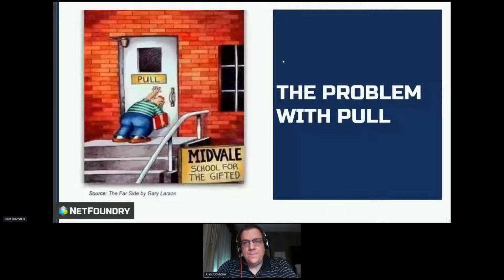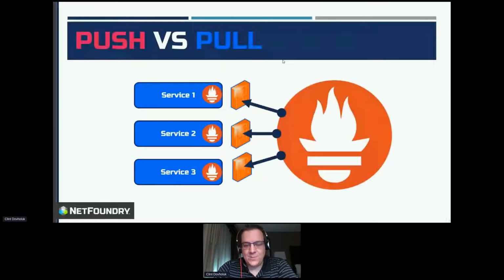If you haven't seen The Far Side by Gary Larson, it's a wonderful comic, and this is one of my favorite scenes that he created. It fits so well because I wanted to illustrate the problem with the pull-based model. As you've probably figured out, if you have a firewall in front of these services, then you have absolutely no access to get at your Prometheus endpoints. So you will need to provide three individual holes into your firewall, exposing your three services just to collect metrics, which seems a little weird.